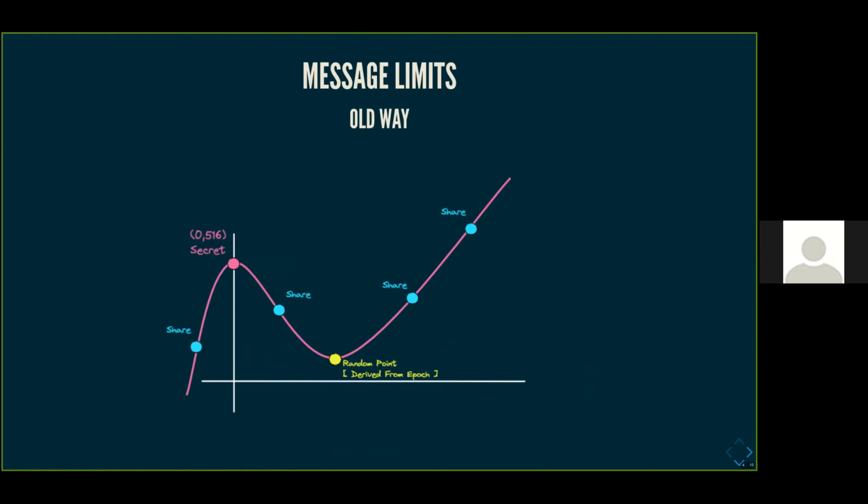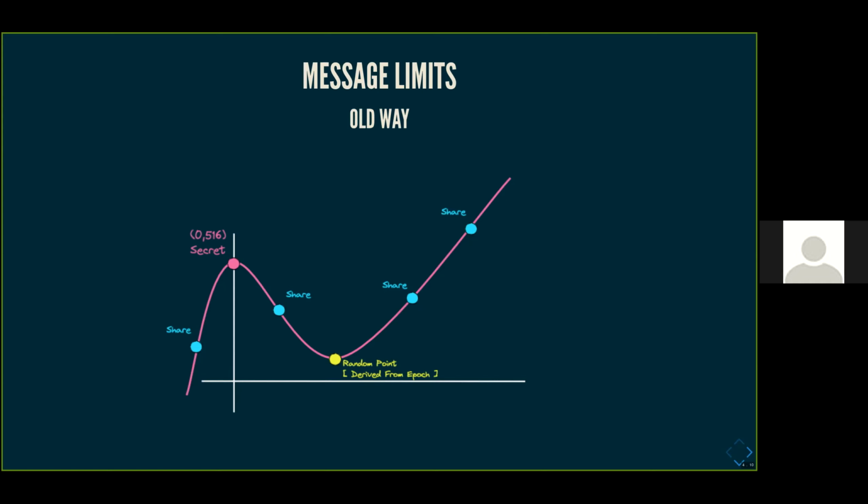So we used to, if you wanted to be able to share more than 2 messages per an epoch, make the degree of the polynomial for the Shamir secret sharing curve higher, which becomes a lot more complex, and it's just unnecessarily complicated.